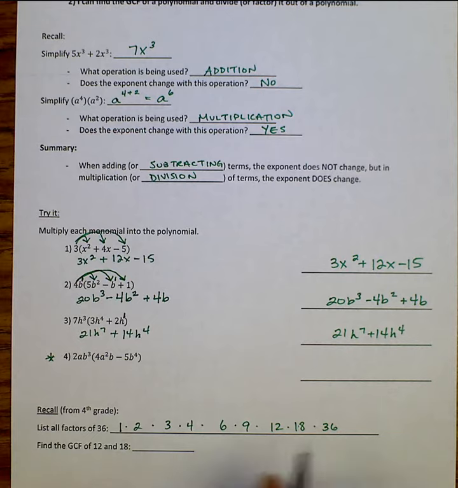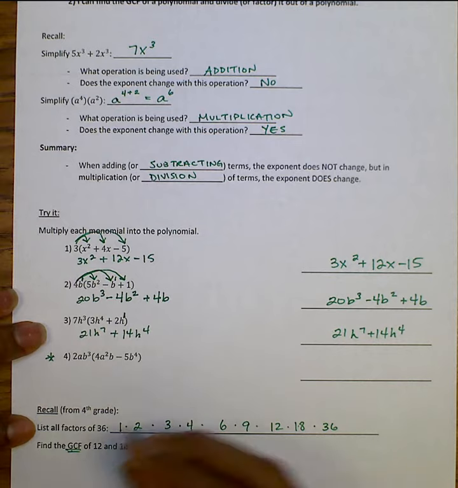Alright, so here it goes. It says find the GCF of 12 and 18. Remember, GCF stands for greatest common factor. Greatest, biggest, common, things alike. In this case we're saying factor. So the biggest number that is a factor of both of the numbers we're talking about, 12 and 18.